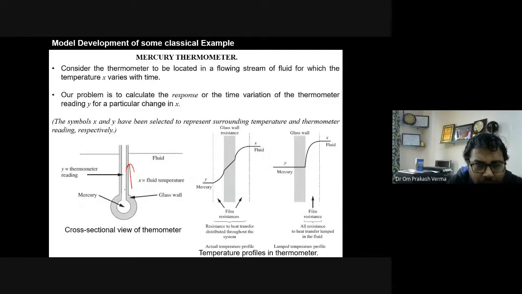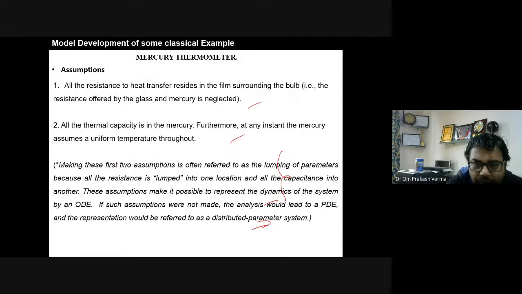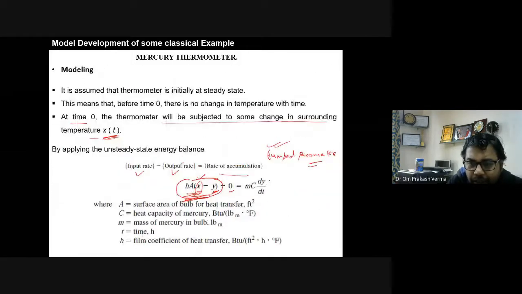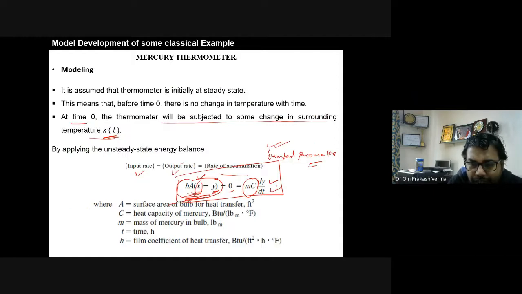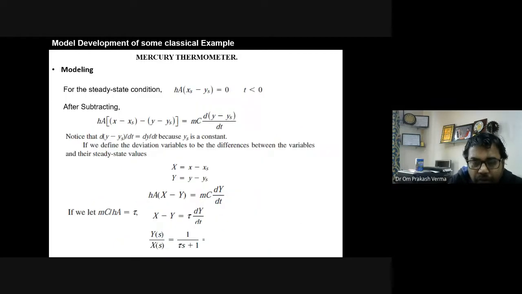Okay, so dy by dt. We have written dy by dt multiplied with mc. Is it clear? Mass into c into dy by dt. So this becomes your heat transfer equation. When you solve this at the steady state value, dy by dt of ys equals 0. So we have written this equation.